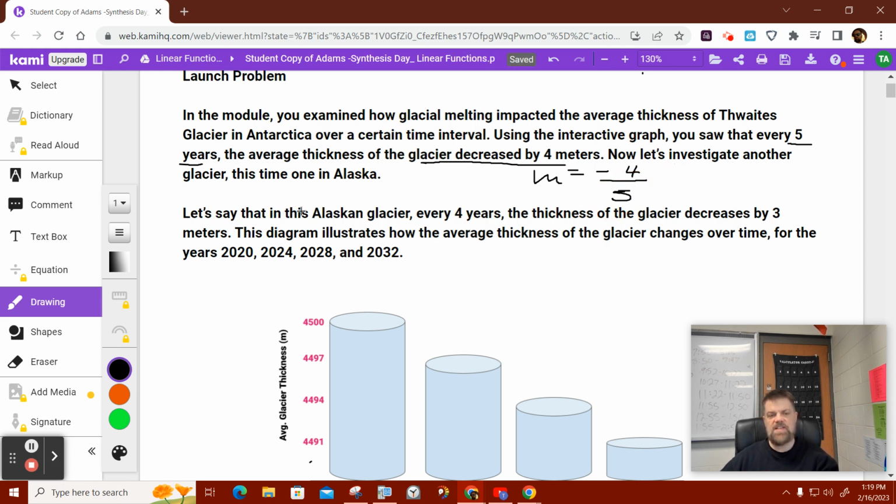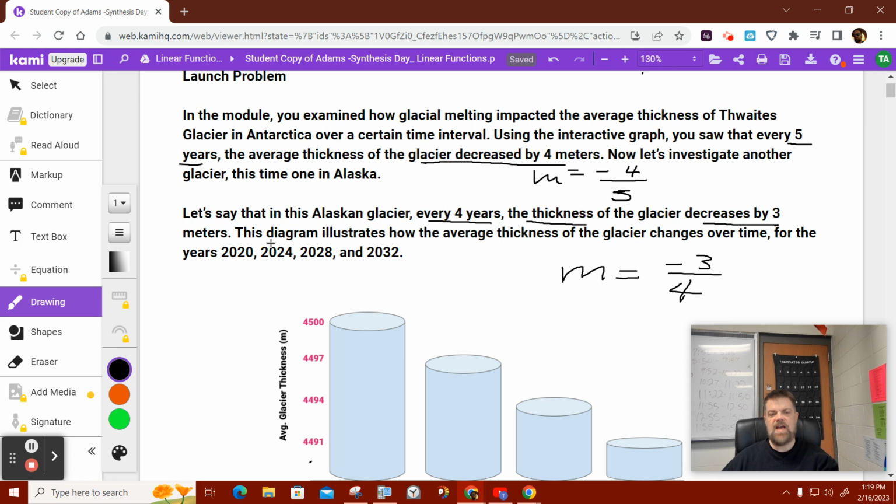And so now let's investigate another glacier in Alaska. So this one says, let's say that this Alaskan glacier every 4 years has a thickness that decreases by 3. Well, what would that slope be? What do you guys think? -3 over 4.